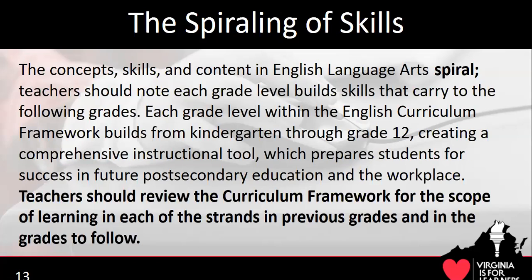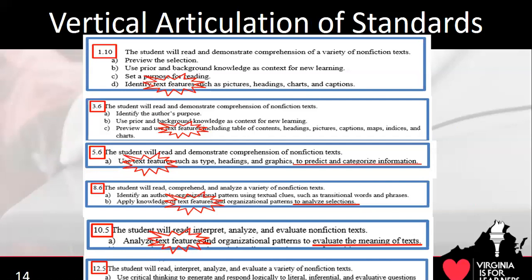So we will look at an example of what this looks like together today, if I can get the slides to switch. Oops, there they go. With text features. So this is just kind of what a vertical articulation of a standard might look like for text features. You can see in first grade, in 1.10D, students are identifying text features such as pictures, headings, charts, and captions. Students then move into third grade, so we can look at standard 3.6C, and students are previewing and using text features, including, and then there's some added there, table of contents, headings, pictures, captions, maps, indices, and charts.